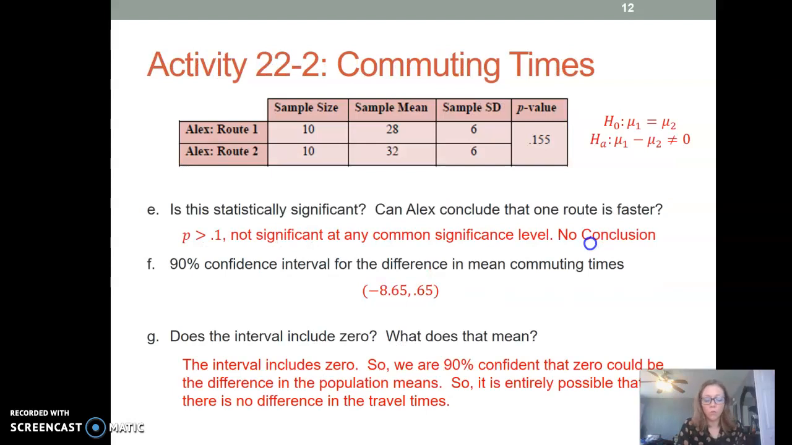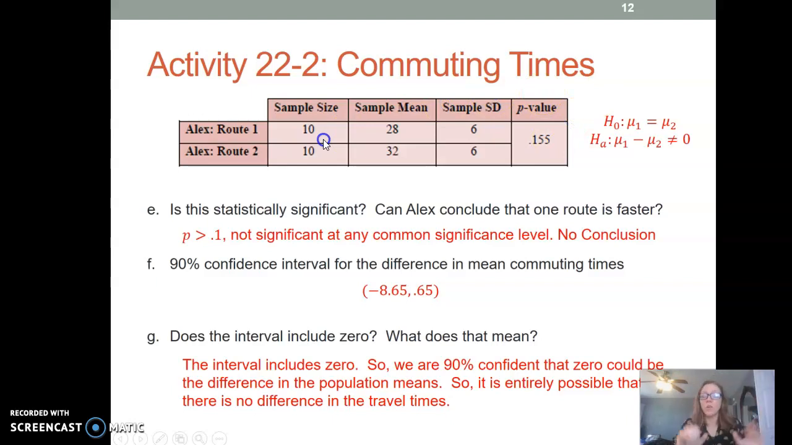If we take that data and look at the summary statistics, it was 20 data points, 10 for Route 1 and 10 for Route 2, so both had a sample size of 10. The mean for Route 1 is 28, and the mean for Route 2 is 32 minutes. For both of them, the standard deviation was 6. If you plug all of that into our guru, we get a p-value of 0.155.